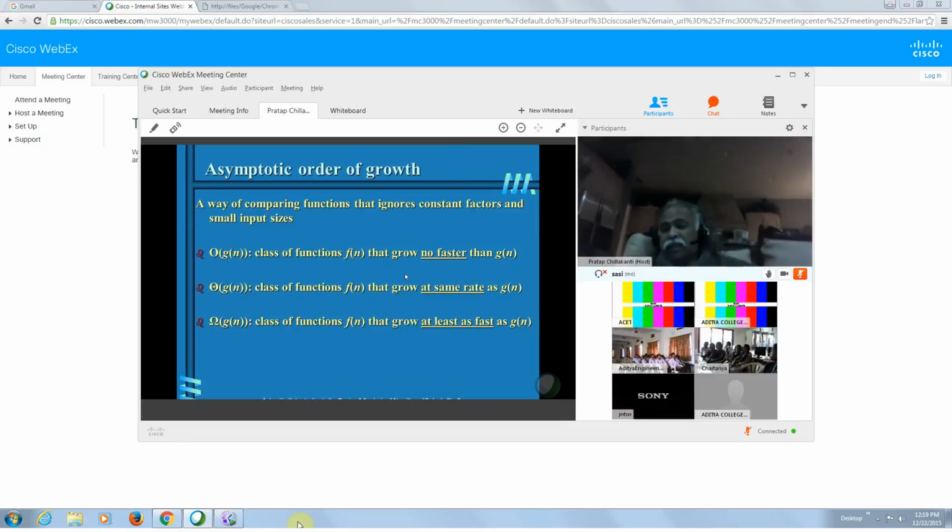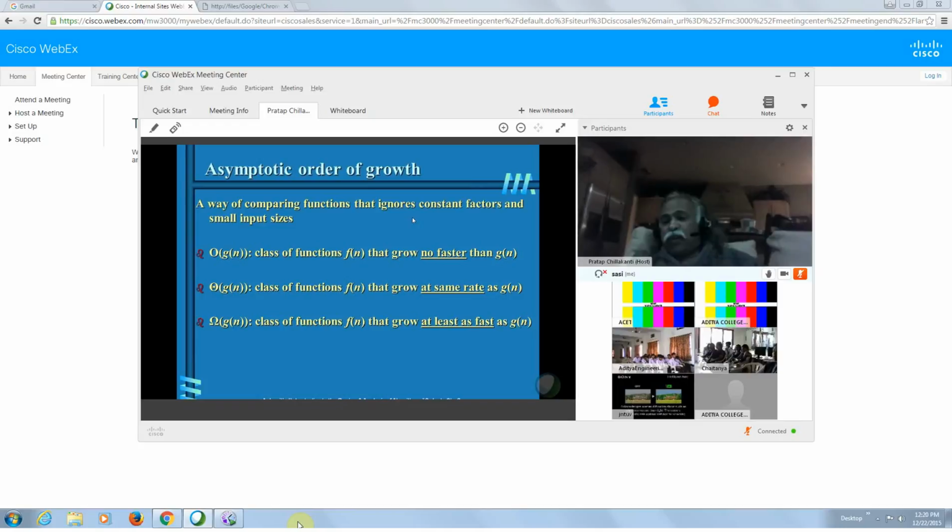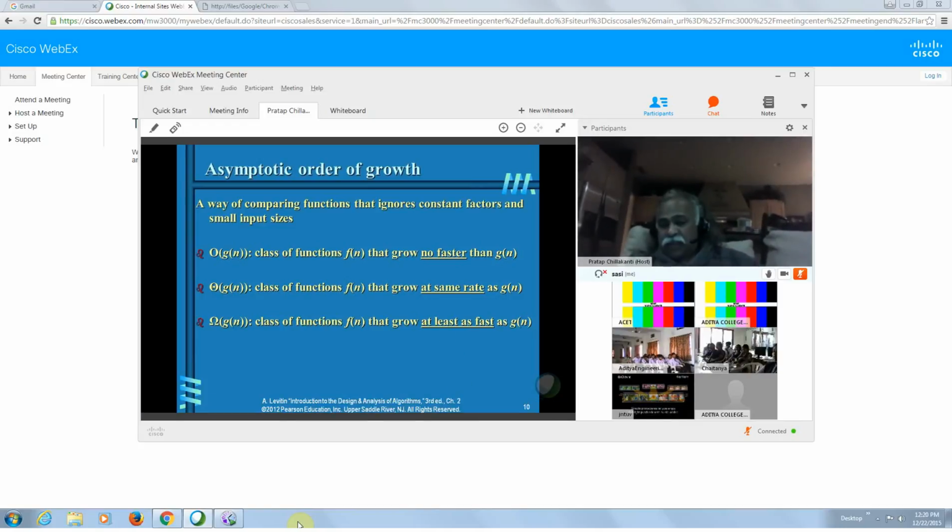Meaning there are cases where you increase the input size from 10 to 20. So for 10 elements, the function was taking 10 seconds. For 20, it could take 30 seconds. That means it's growing faster than the input size. So obviously there's a cutoff point where you will get a point of diminishing returns. These are the kind of things that we'll analyze too.